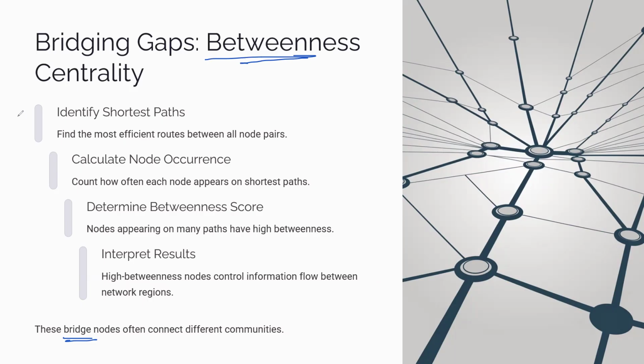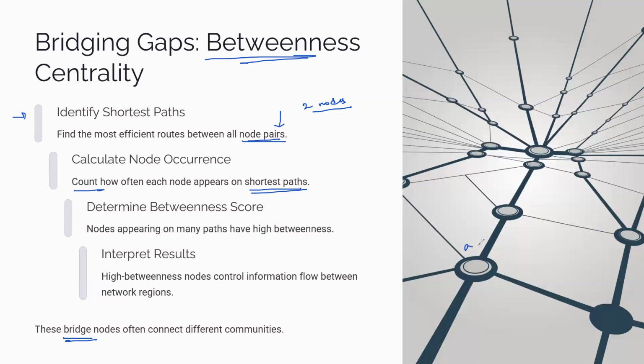So this is the way to look into the betweenness centrality calculations. We try to find out the most efficient routes between multiple node pairs. So we will take pairs, at least two nodes or more, and then we try to count how often a specific node is appearing in the shortest path of any node pairs that we consider.